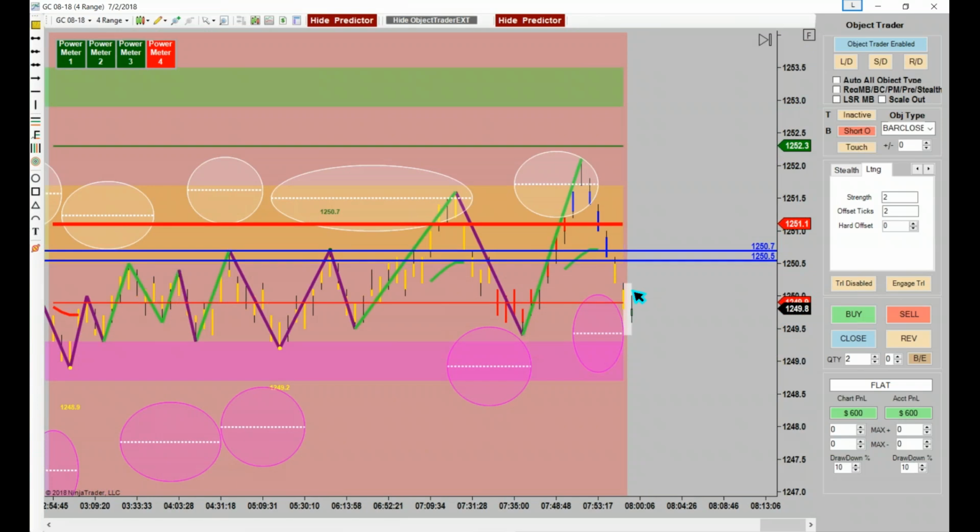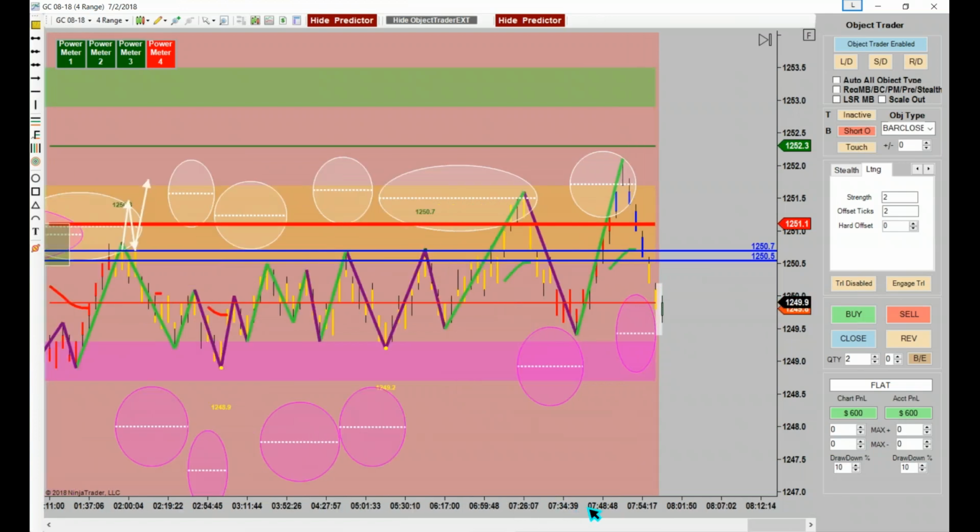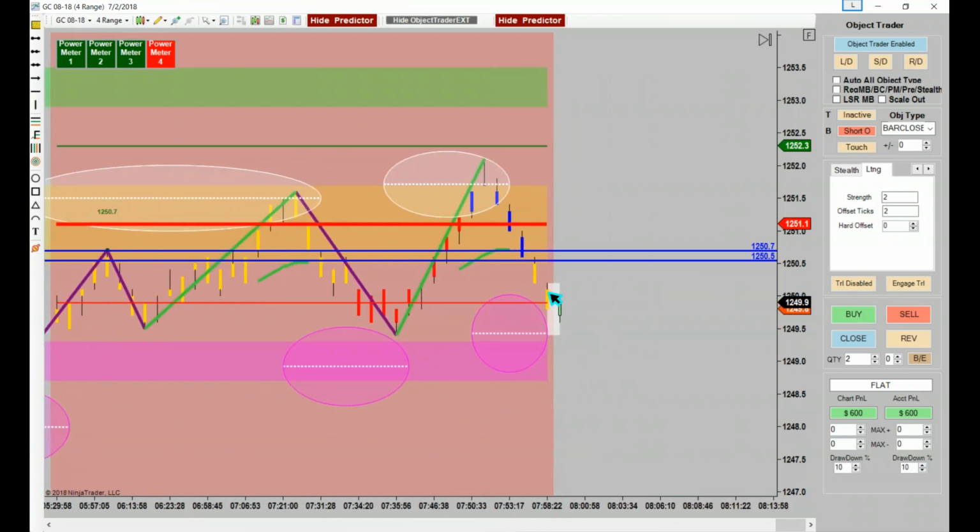Now, would you take this long if it broke out of here? Well, you got to be careful doing that against a short background. And if you do that, I would highly recommend just scalping it only. But I would be looking for a little consolidation patch to box it in. Let's see if we can get one.